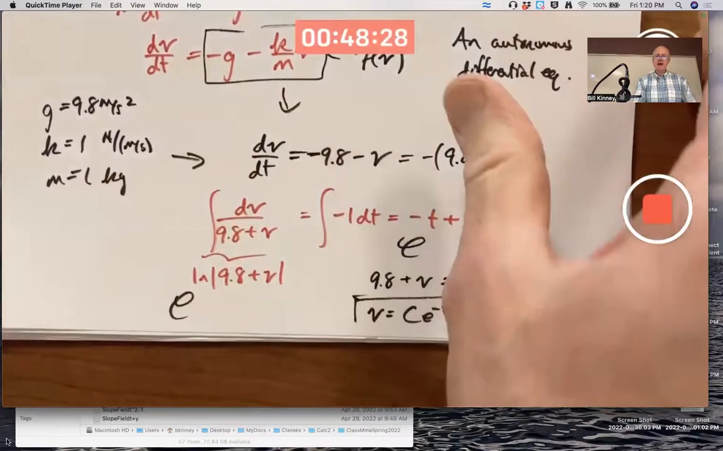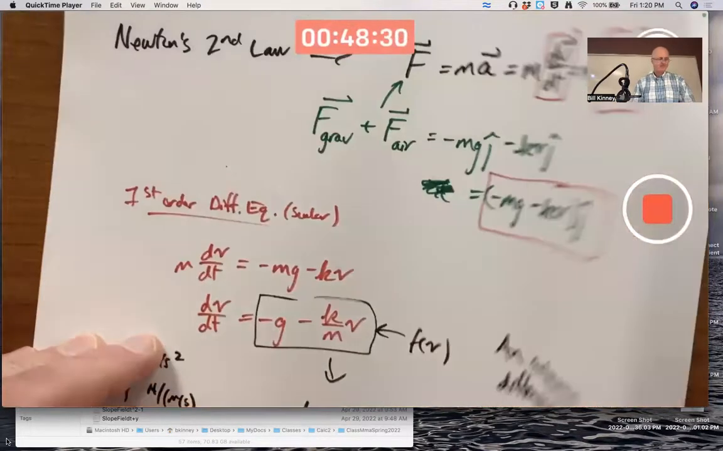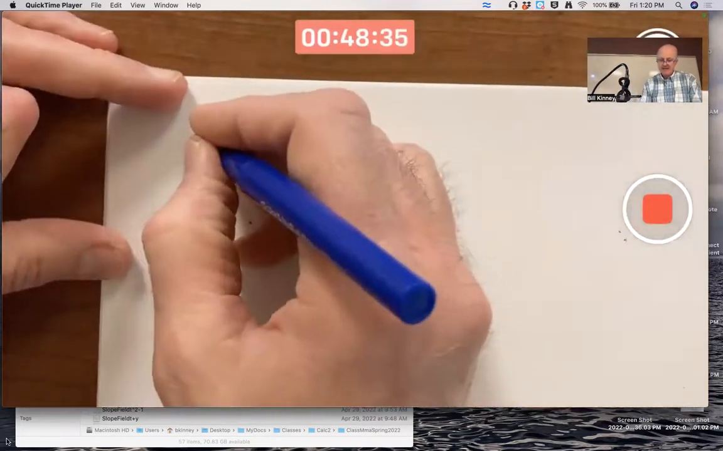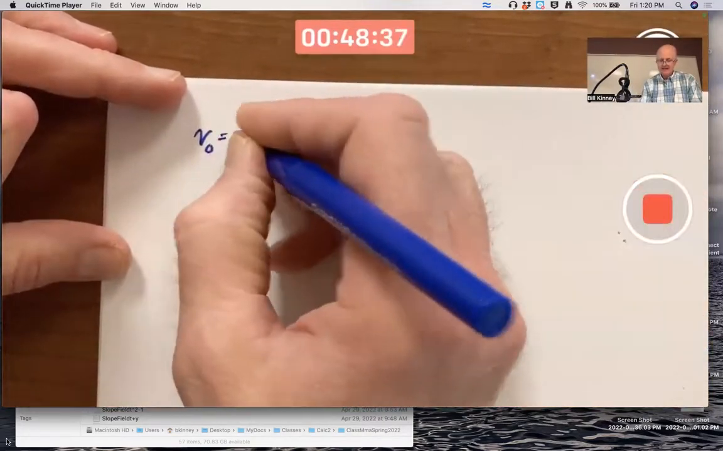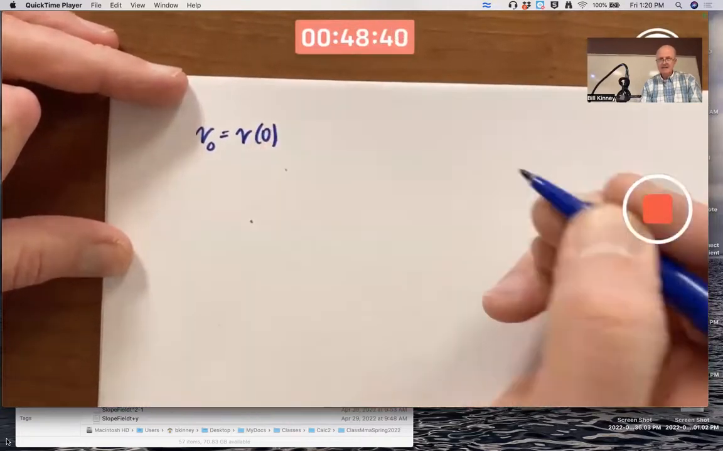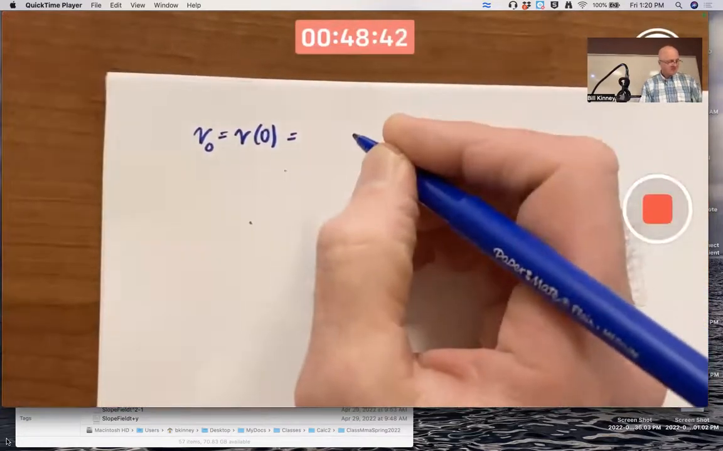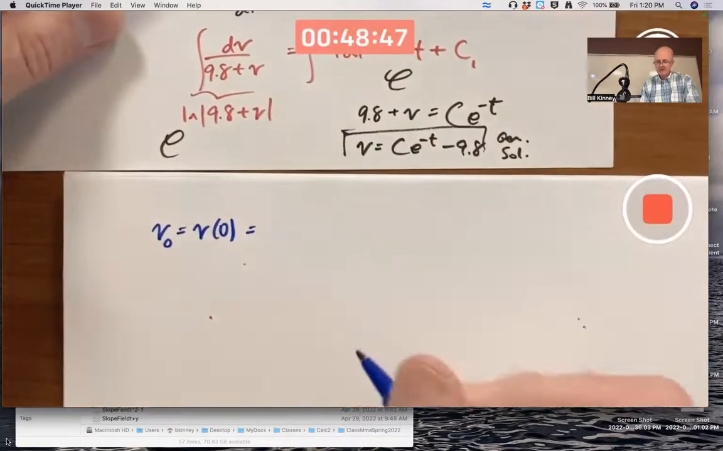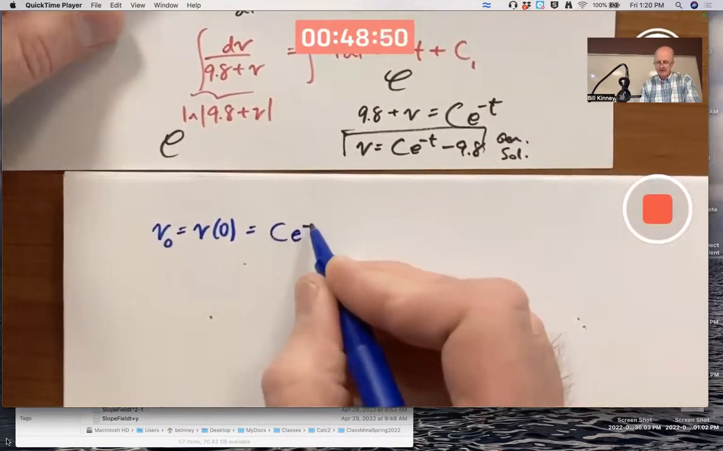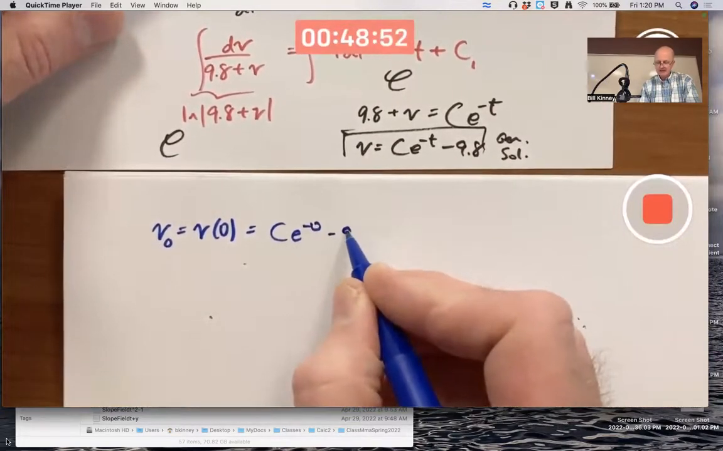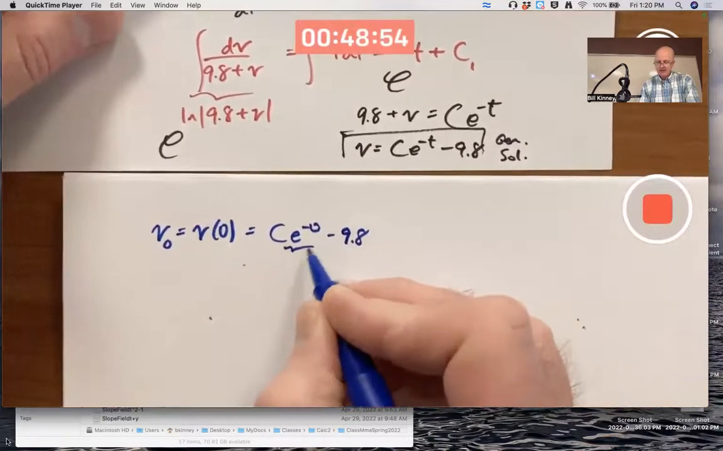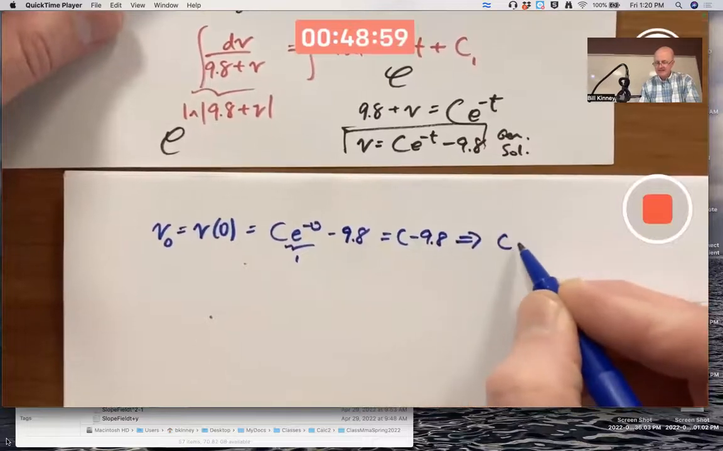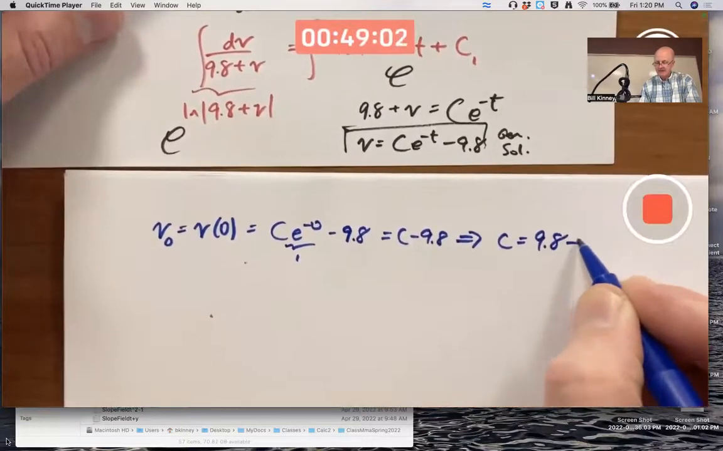Use it to solve an initial value problem. Say v naught is the initial scalar velocity. Replace t with 0. C e to the negative 0 minus 9.8. That's 1. So this is c minus 9.8. Add 9.8 to both sides. C is 9.8 plus v naught.